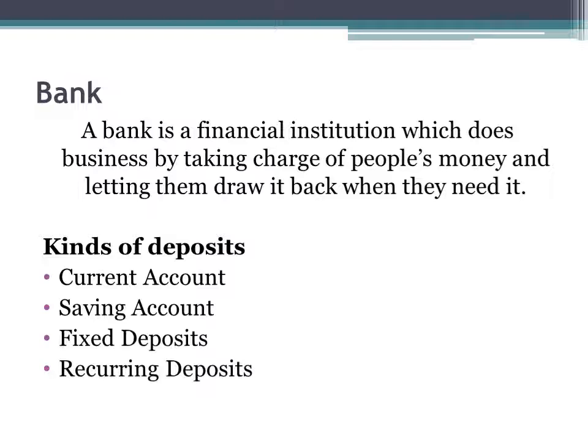So this is all about the kinds of deposits we discussed under the bank. The current account, savings account, fixed deposits and recurring deposits are the kinds of deposits which mainly help in saving our money under the institution of a bank.